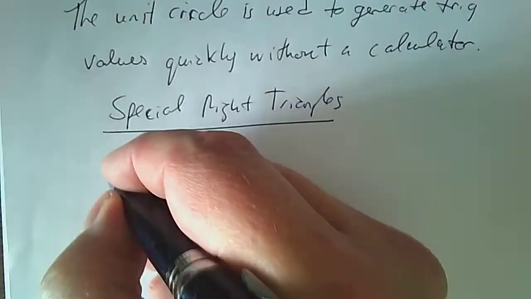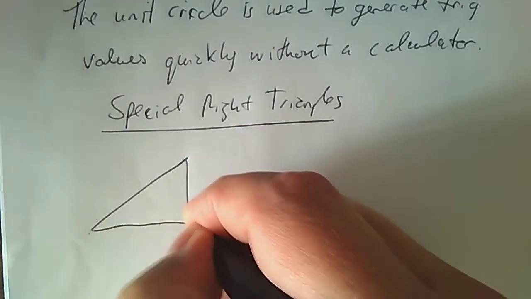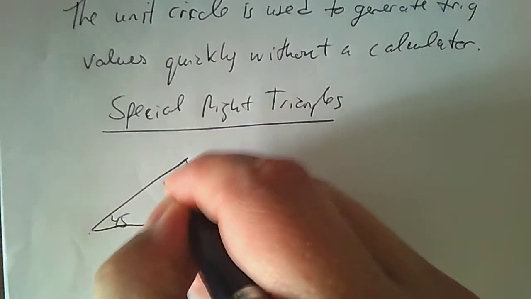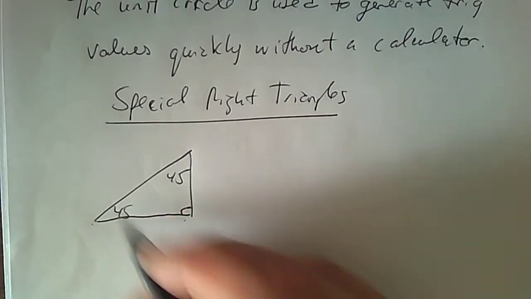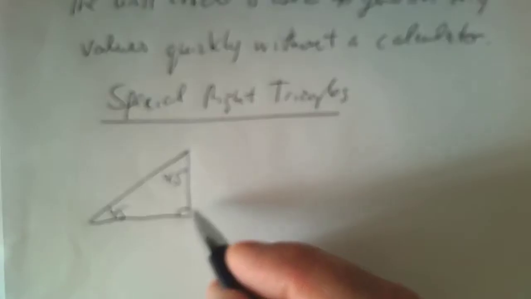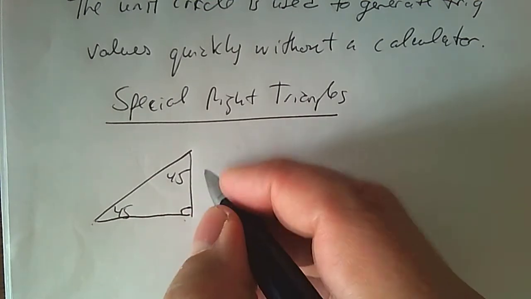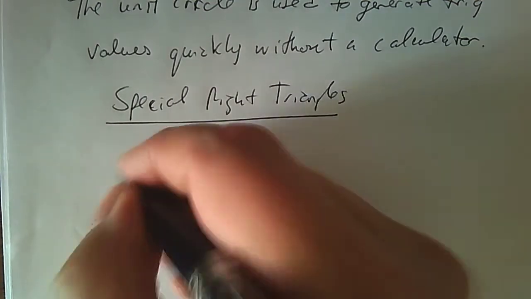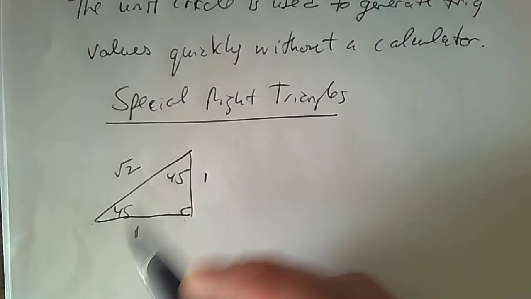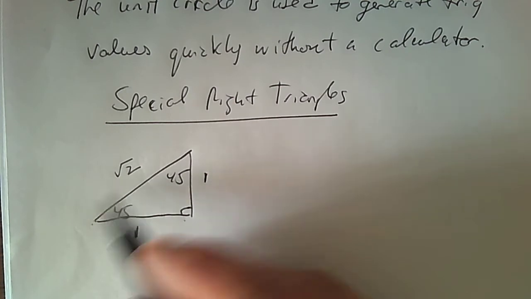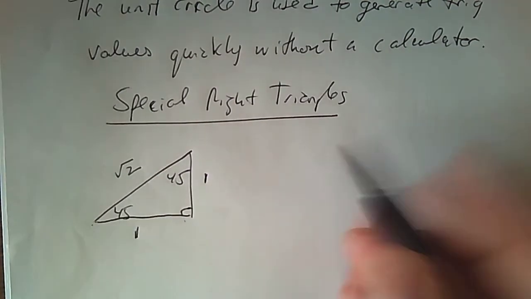Now, one special right triangle is called 45, 45, 90. The reason it's special is because you know the angles and the ratio of the sides that go with that triangle. So you know both. Usually you know one or the other, but not both. Here we know both. And so the ratio of the sides is 1, 1, and root 2. Now, if I wanted to know any trig value with 45 degrees in it, I could use this triangle and use Sohcahtoa.